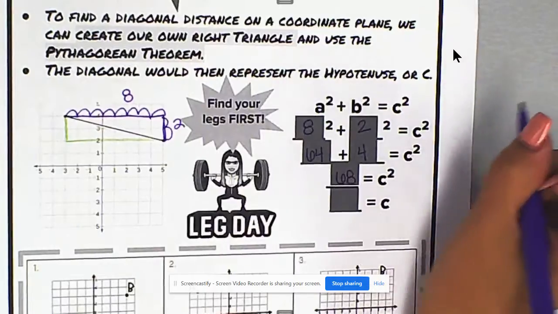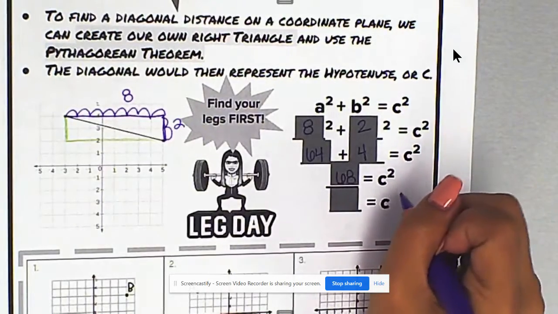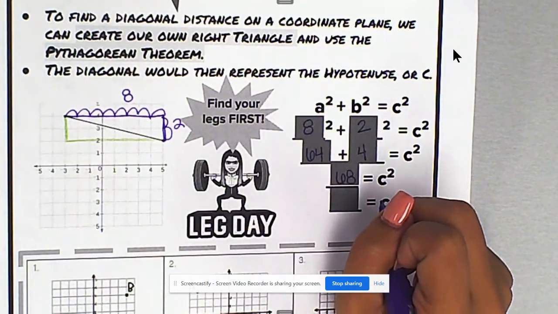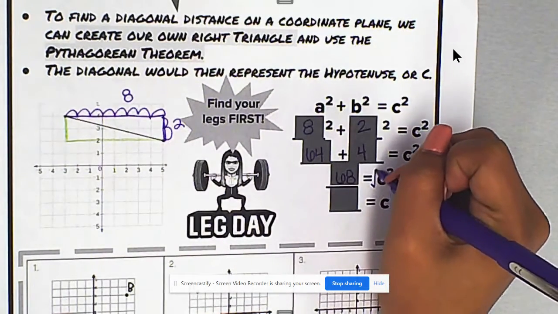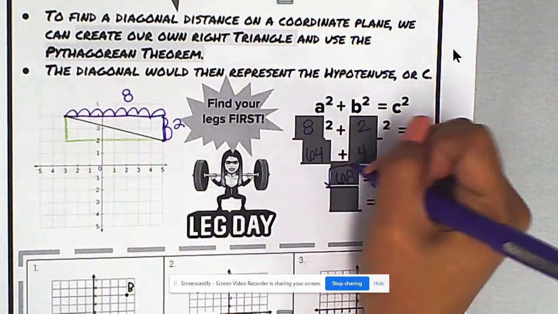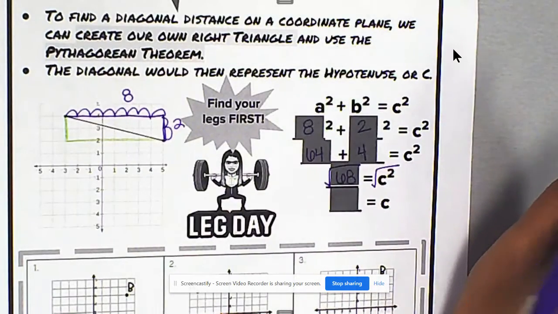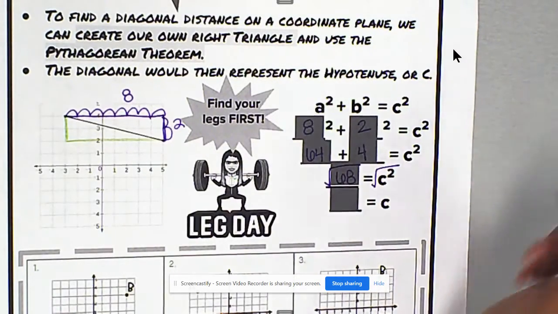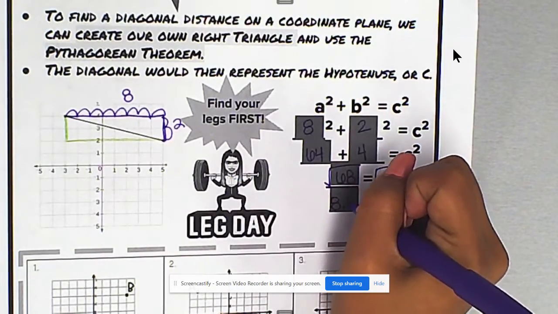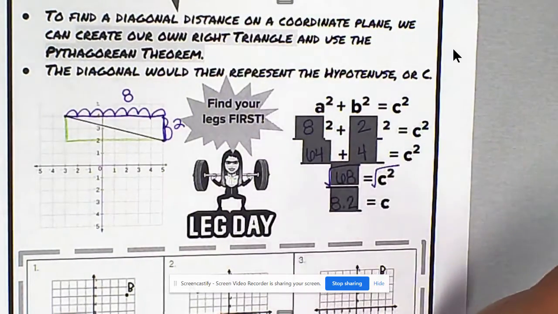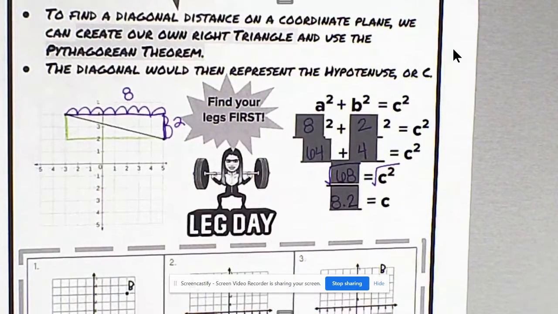Gives me 68. Now I don't want C squared, I want C. So I have to do the opposite of squaring, which is square rooting. So I'm going to take the square root on both sides. So my answer, C, should be 8.2. And that is it.